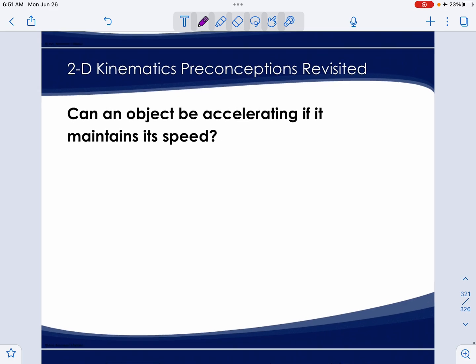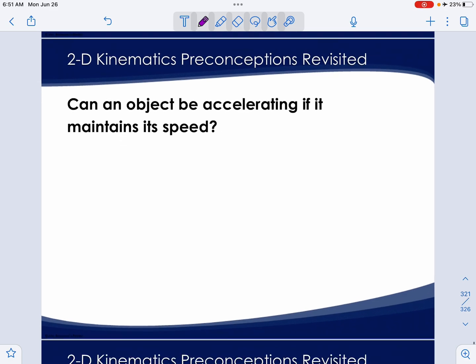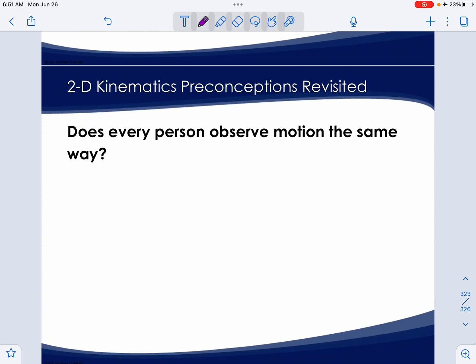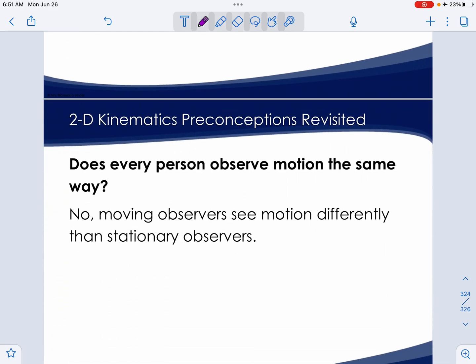Can an object be accelerating if it maintains its speed? Yes, because it can change direction, right? Does every person observe motion the same way? No, moving observers see motion differently than stationary observers.